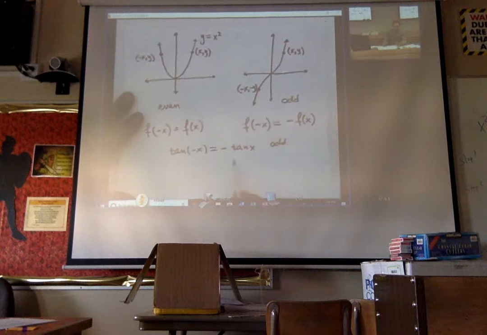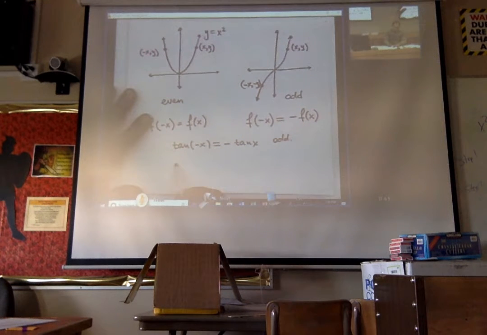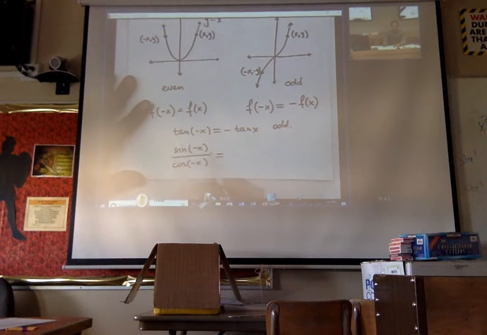But if you want to prove this, and maybe this will help you a little bit, tangent is sine over cosine, right? But what do we know? We know that sine is odd, which is negative sine of x. You understand that? But we know that cosine is even, so it's just cosine of x. Well, what do you see here? Negative tangent of x.